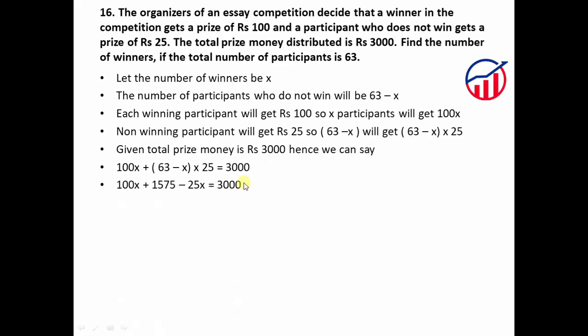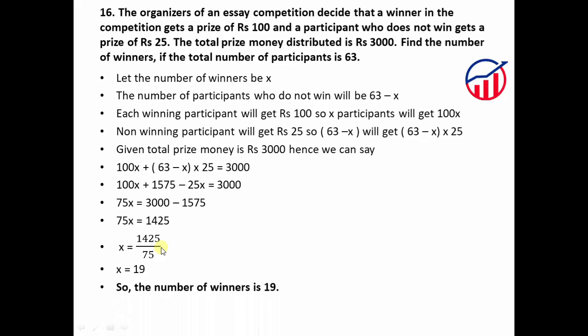So when you go to solve this, you get 100x plus 25 into 63, which is 1575, minus 25x is 3,000. You get 75x is 3,000 minus 1575. 75x is 1425. So you get x is 1425 divided by 75, which is 19. So the total number of winners are 19, because x is what we had selected. So with this we come to the conclusion of this particular exercise.